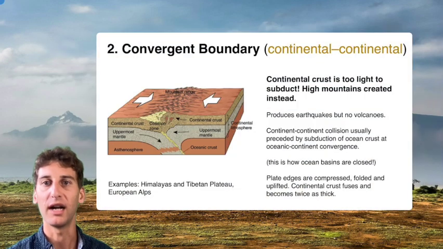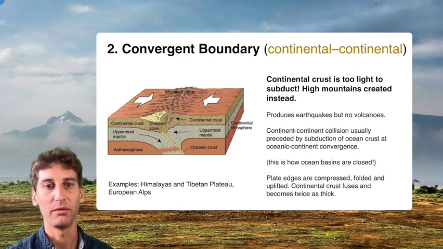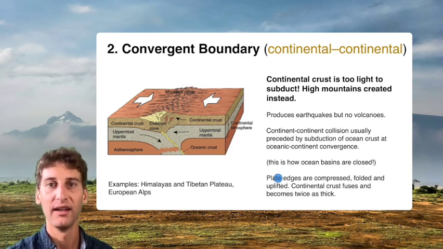So what about when two continents are pushed towards each other? What happens when a continent and a continent collide? Actually, this process is kind of similar to what we just saw with the exotic terrain formation. It's just more extreme because instead of island arcs, these are full continents that are colliding. But in this same case, continental crust is too light to subduct back into the mantle.